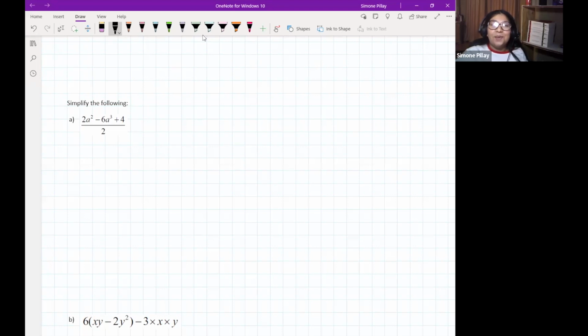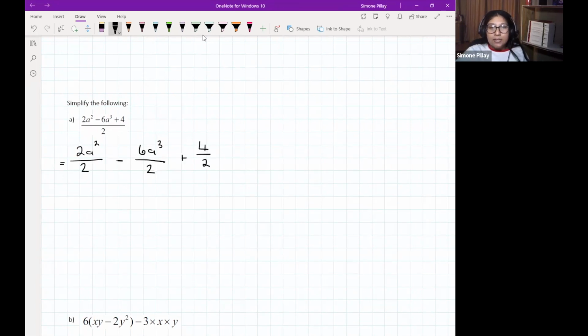So what I want you guys to see is there's no like terms here. This is a squared, and this is a cubed, and this is a constant. So in my numerator, there are no like terms, and in my denominator, there's only one term, so there can't be like terms there. So I can't actually simplify this fraction any more than it is. What I can do, though, to simplify the expression is break up my fraction into its parts and go minus 6a cubed over 2 plus 4 over 2.